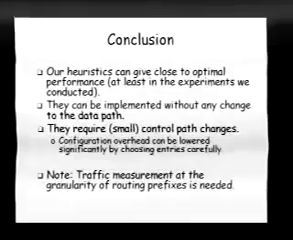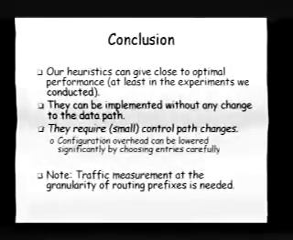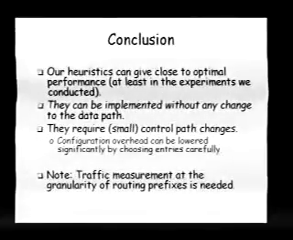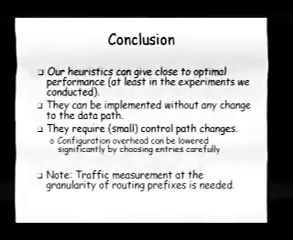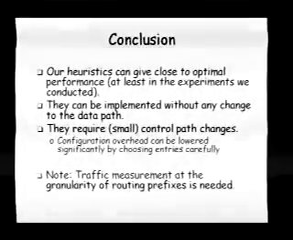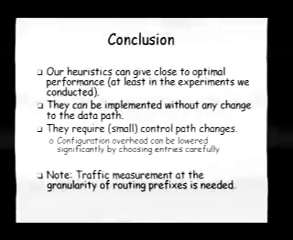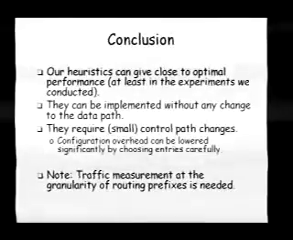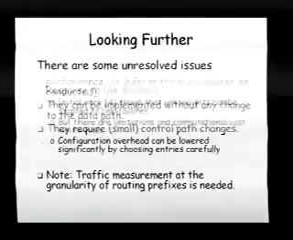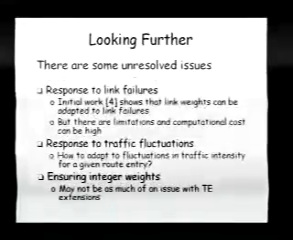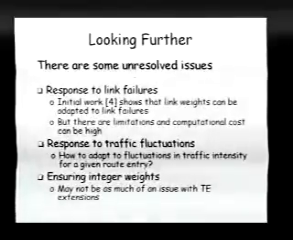Our results seem to show that these heuristics perform really well. But there are a few caveats. One of them has to do with the heuristics, in that implementing them requires traffic information at the granularity of the prefixes. And finally, there are 2 more serious caveats, and I think both were mentioned in the previous talk.